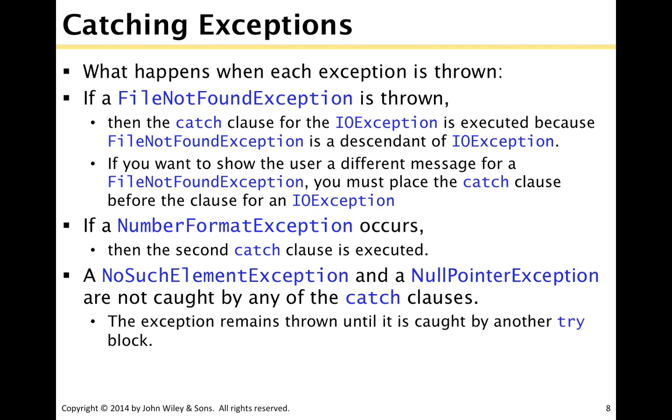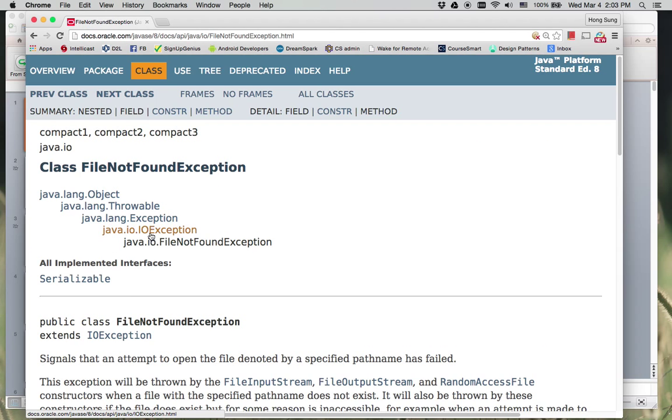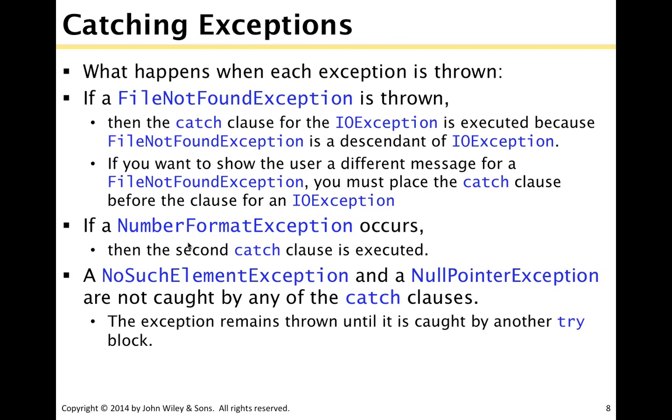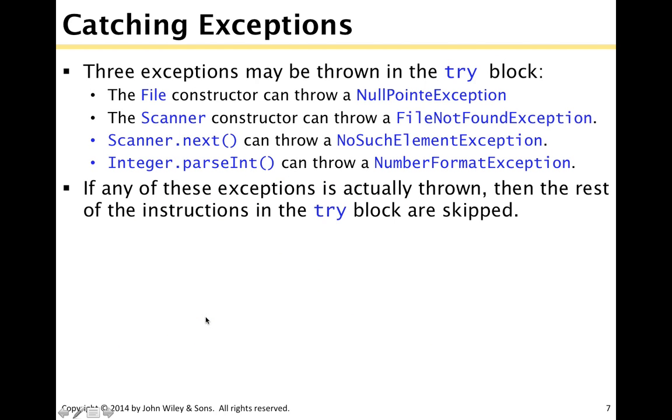So what happens if an exception is thrown? If a file not found exception is thrown, that is a subtype of IO exception, so the first catch block will be executed. The Java API documentation shows that file not found exception is a subtype of IO exception, so we can verify that from the Java API documentation. If a number format exception occurs, if I go back, we have a catch block for that, so it works.